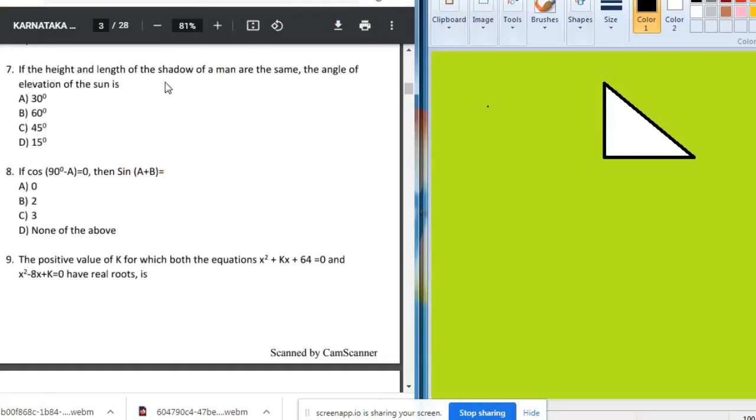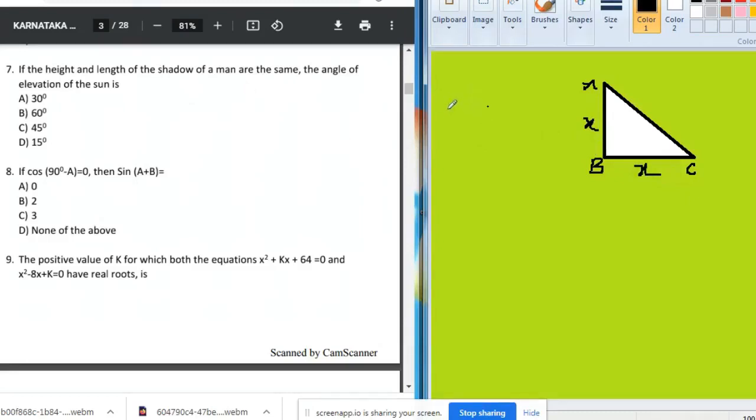Seventh question, if the height and the length of the shadow of a man are same, the angle of elevation of the sun is. Clearly, we have to draw a right angle triangle, and AB is the height of the man and BC is his shadow, which are equal. So I am assuming AB as X and BC is also X, because they clearly mentioned in the question both are same, equal, height and shadow.